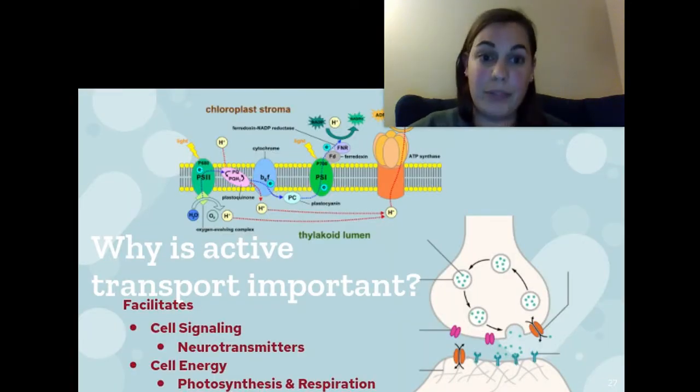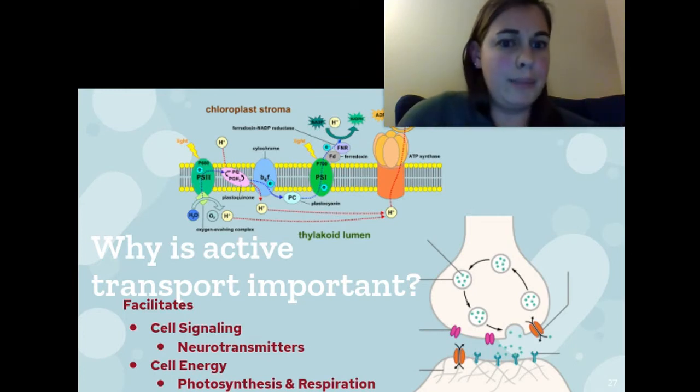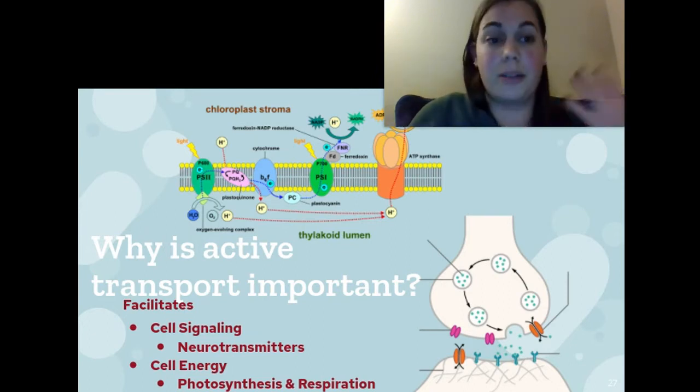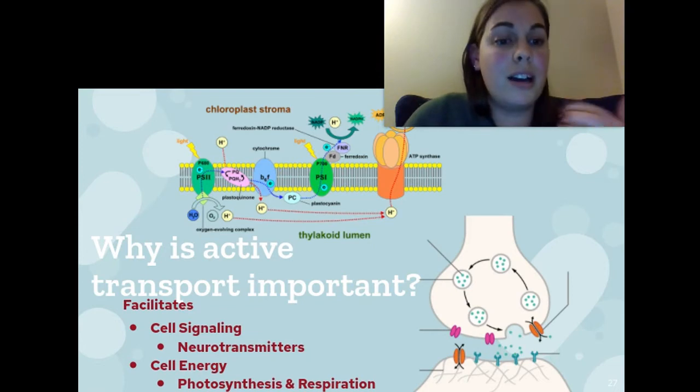This is important in our bodies. Just a little bit of relevance here. Why we're learning about this is because our brain neurons, our neurotransmitters, communicate with each other using this process. And when we dive into photosynthesis and cell respiration, we're going to talk about how things are moving across a membrane.